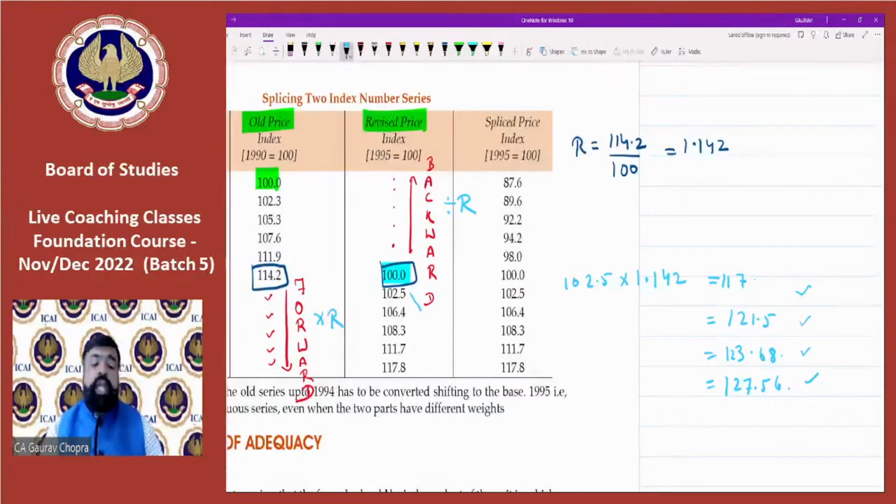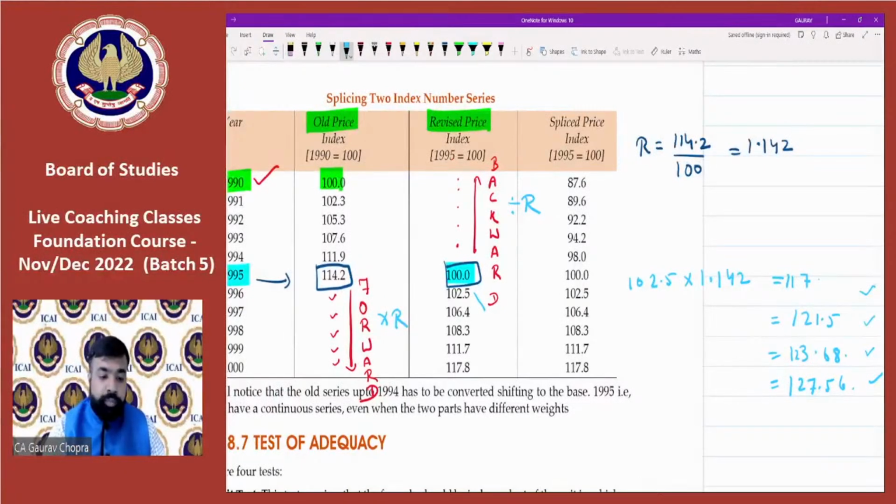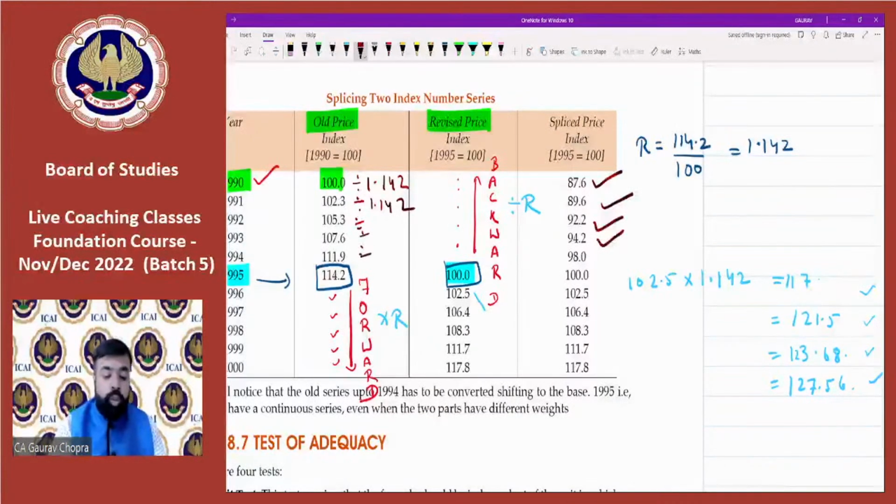And if we have to go backward, then divide. For backward, we have to divide. So 100 divided by 1.142. You can divide it and get 87.56. Then 102.3 divided by 1.142, 89.6. Then for the third value, 92, fourth value, 94, and then fifth value, 98. So all these are backward splicing. So as per the requirement of the question, we can calculate index number for any year, whether it is backward or forward.